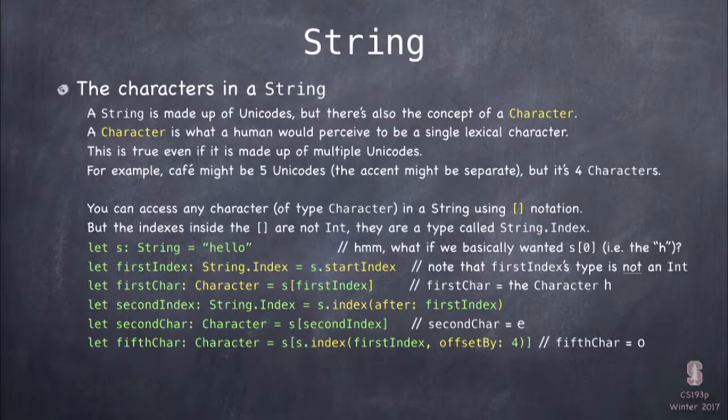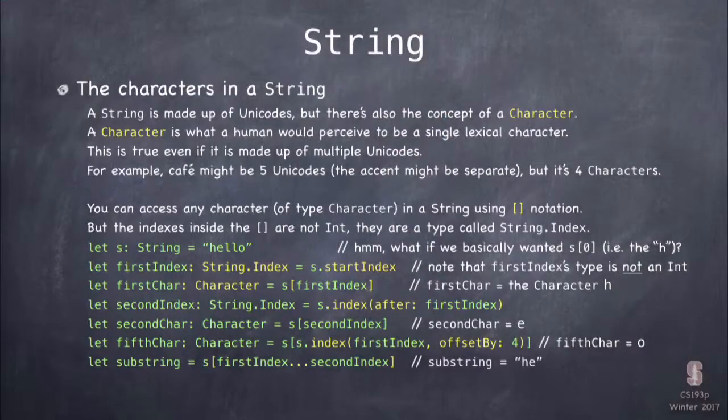And of course, this is not the actual way that we're interacting with strings. We're usually looking for substrings, or subranges of characters, or we're trying to find a character in a string. Oh, by the way, you can use ranges. So I could say, give me the substring, which is first index ... second index, and it would give me HE, a new string, which is HE. So you can use ranges there, but they have to be String.Index, not ints.